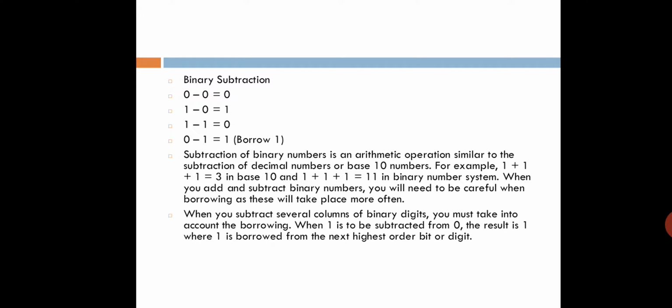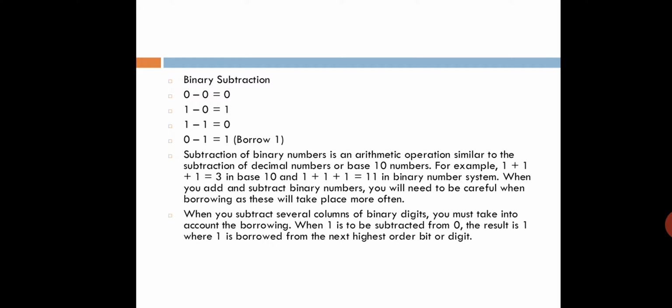For binary subtraction there are some concepts which you have to remember. 0 minus 0 is obviously 0, 1 minus 0 is 1, 1 minus 1 is 0, but when it comes to 0 minus 1, the answer is 1 along with a borrow. In addition, you have seen the concept of carry, but in subtraction you see the concept of borrow. So you are borrowing one more from the left-hand side. While solving the problem you will get a better idea.